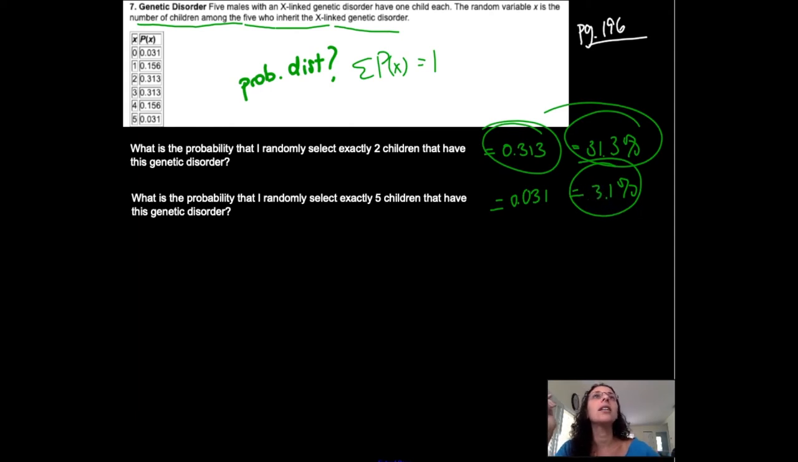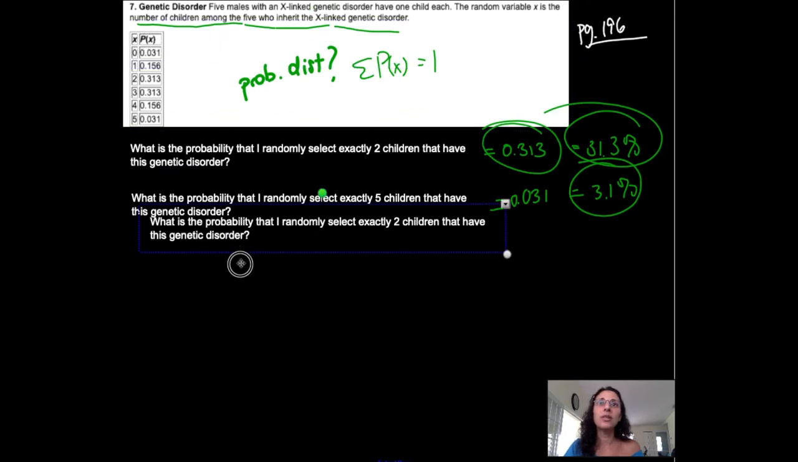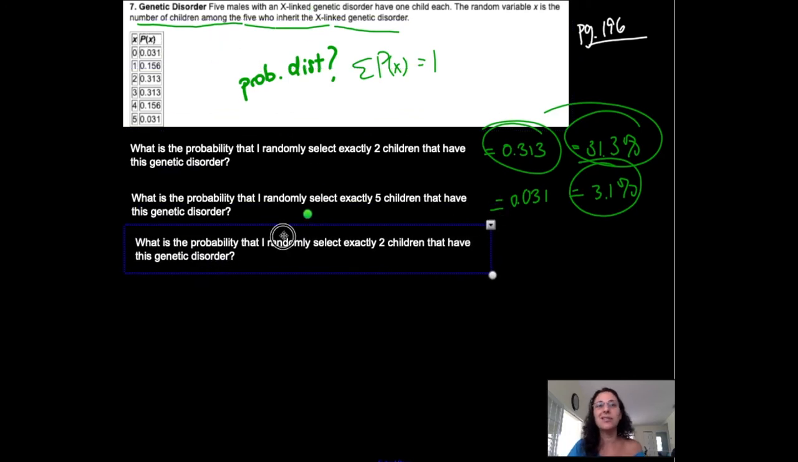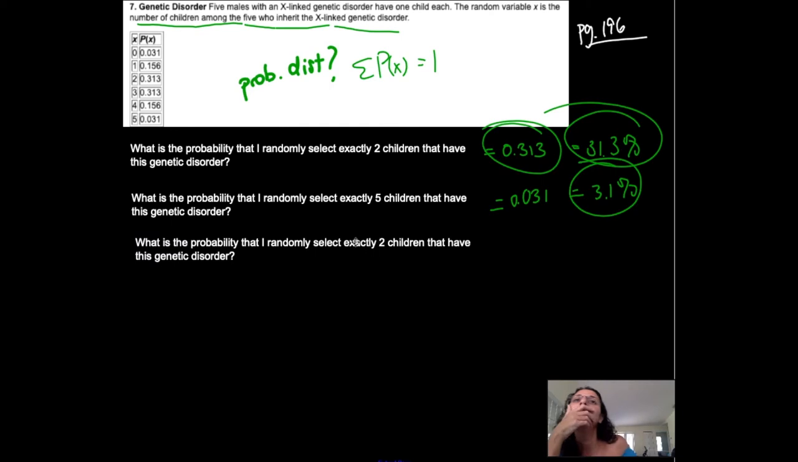Is that unlikely or is it likely to occur? I would say unlikely. Why would I say unlikely? Well, the probability is less than 5%, right? When the probability is less than 5%, then we typically say it's unlikely. Okay?